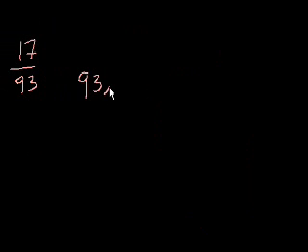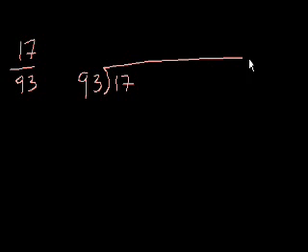Let me do a real weird one. Let me do 17/93. What does that equal as a decimal? Well, we do the same thing. 93 goes into... I make a really long line up here because I don't know how many decimal places we'll do.